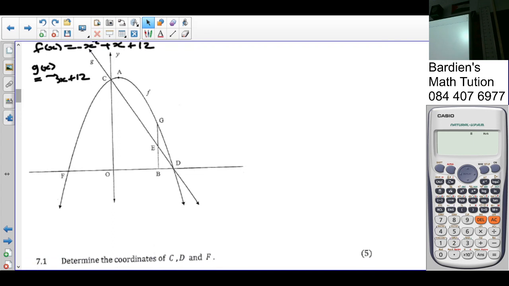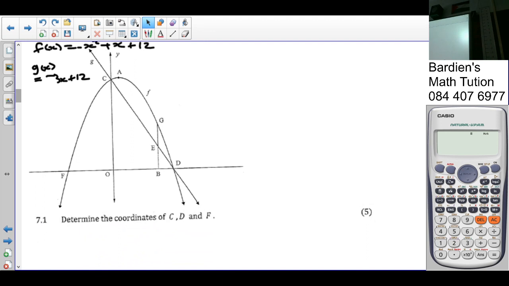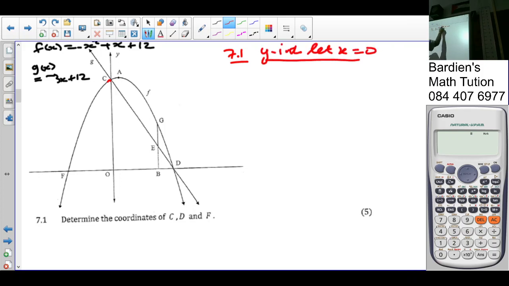So let's answer the first question for 5 marks. Determine the coordinates of C, D, and F. Okay? So, if you look at C, what is C? C is your y-intercept. How do you calculate the y-intercept? Let x equal to 0. This is now assuming that we don't know which 12. Yeah? So you say g of 0, or I could say f of 0, is negative 3 times 0 plus 12, which gives you 12. So therefore D, 0 and 12. Sorry, not D but C. Yeah? So C is 0 and 12.